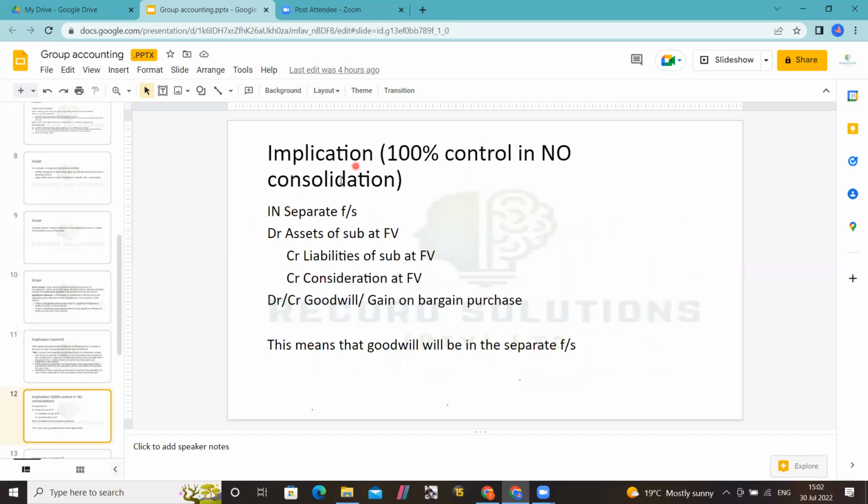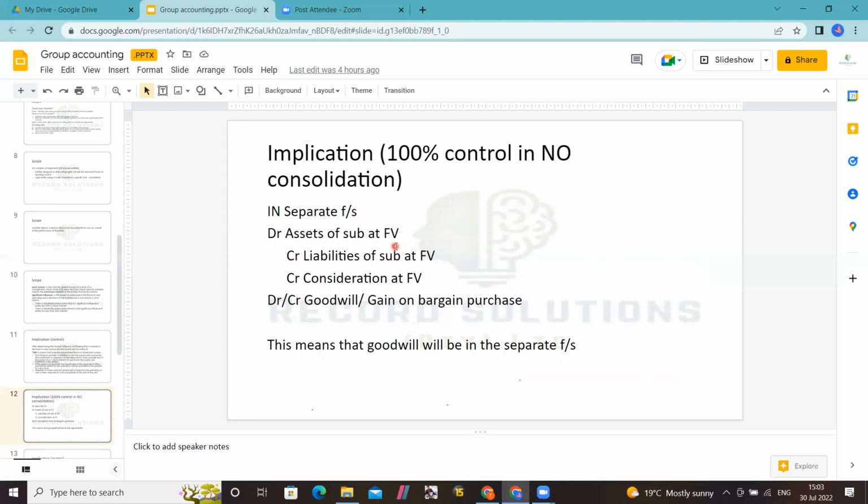So if you have 100% control and there's no consolidation, what's going to happen is that in the separate financial books at acquisition, you're gonna have this journal entry. Because what did I say? I said either you have journal entries at acquisition or at the beginning of consolidation, right? So this is the at-acquisition journal entry that you're gonna process, at the date of acquisition. So firstly, you're gonna debit the assets of the sub at fair value, right?